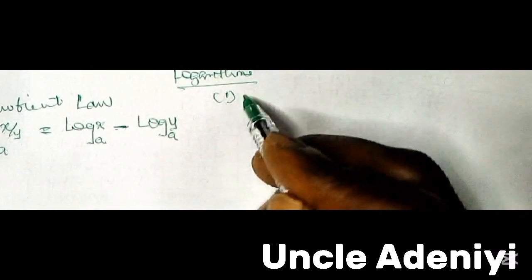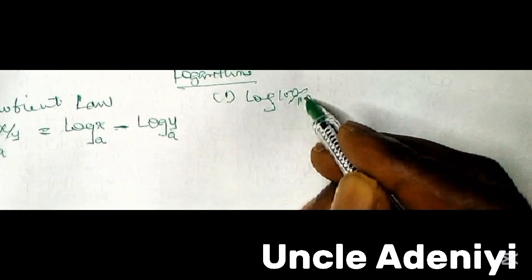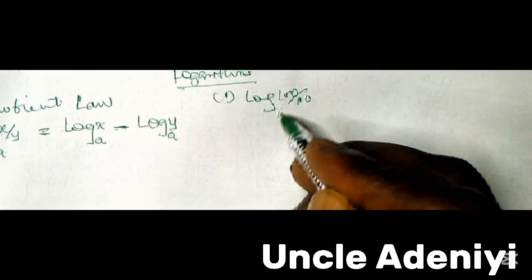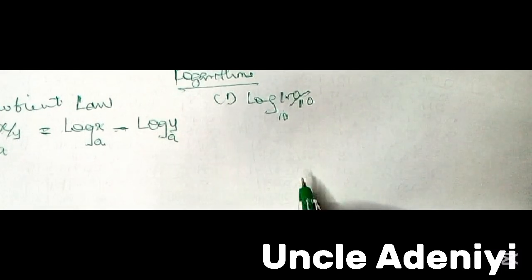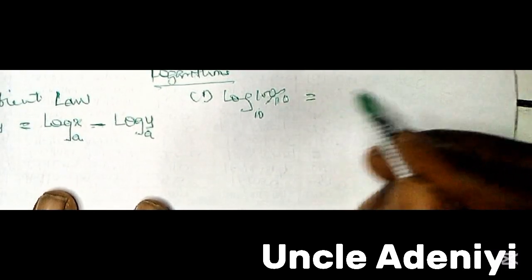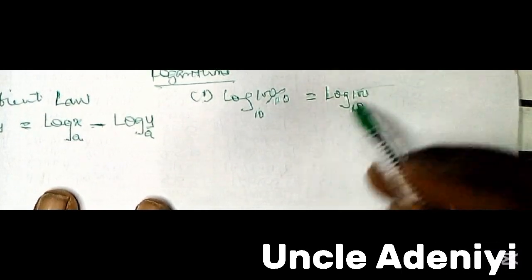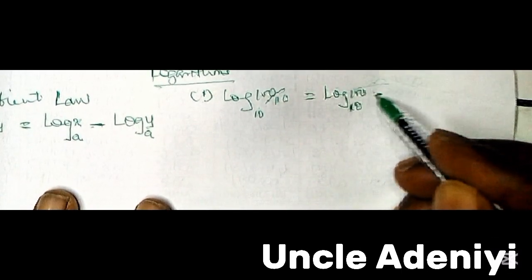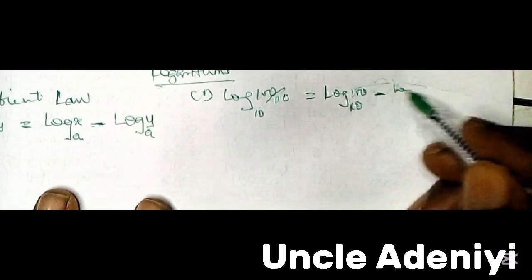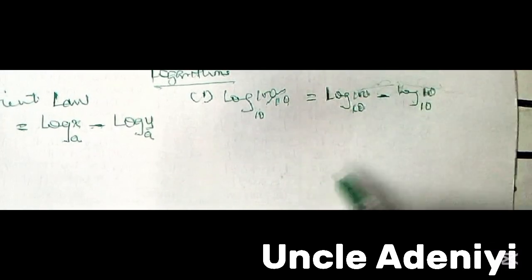Let's move to example 1, right? Let's say you are given log 100 divided by 10 base 10. Now I said you will separate the parameters. That will be log 100 base 10. This divided sign will turn to minus log 10, this 10 base 10. They have the same base.